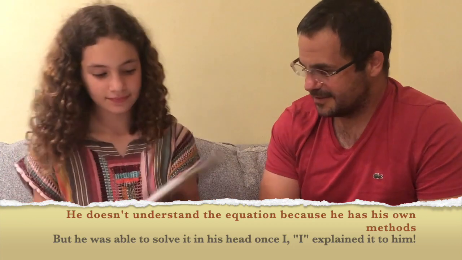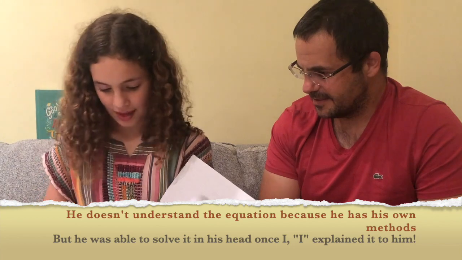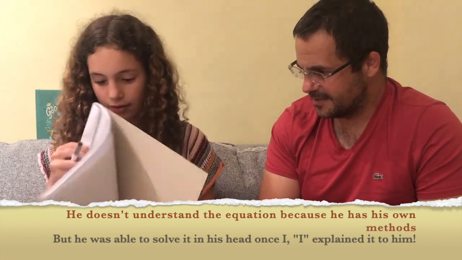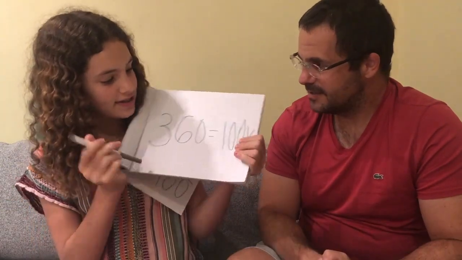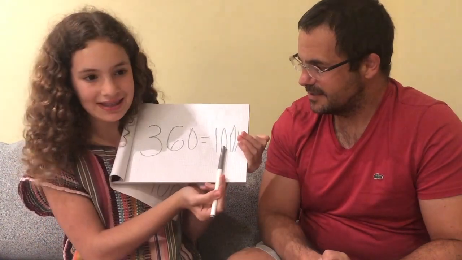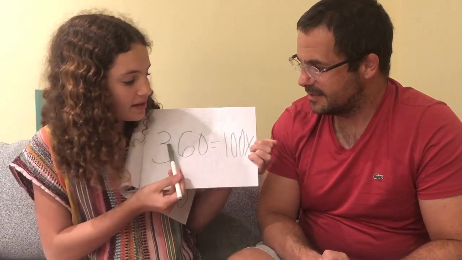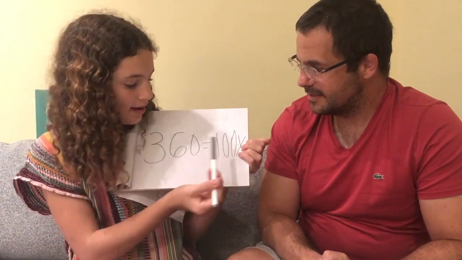Okay. With that, we get 360 equals 100x. But now we have to isolate the x. So we have to divide everything by 100. This divided by 100 and this divided by 100. With that, we get 3.6 equals x. But that is not all.